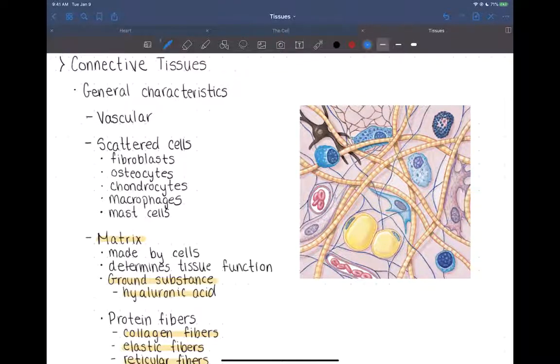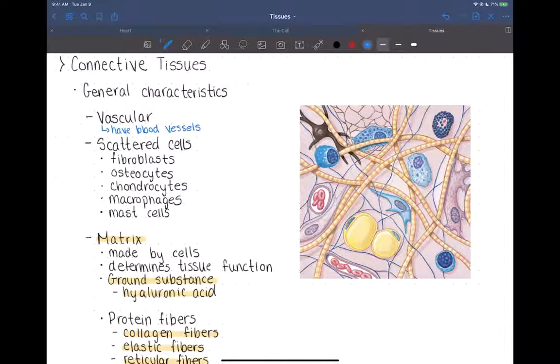So let's talk about first what all connective tissues have in common. What are the general characteristics of a connective tissue? First of all, connective tissues, well, almost all, there's always going to be some sort of exception. That's pretty much a rule in science. There'll be little exceptions, but generally, all connective tissues are vascular. That means that they have blood vessels, so they have a good blood supply. We'll talk about those exceptions to this rule when we come to them.